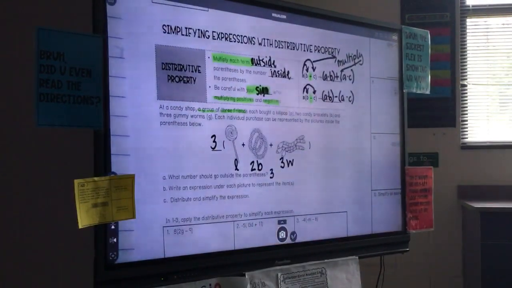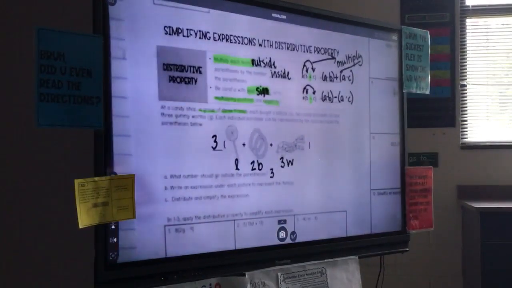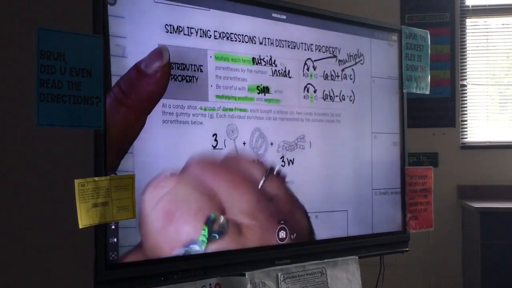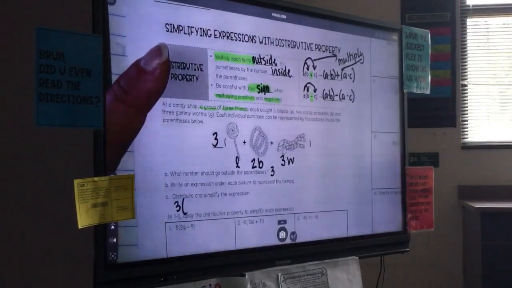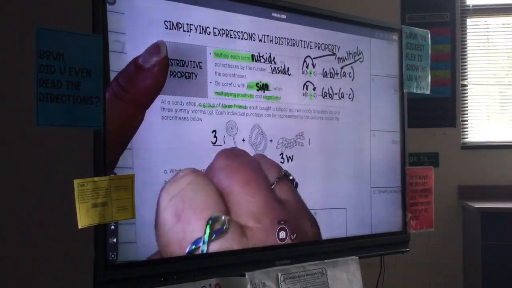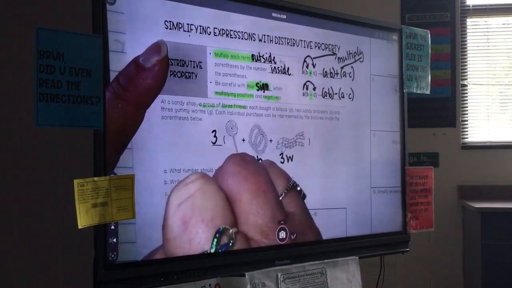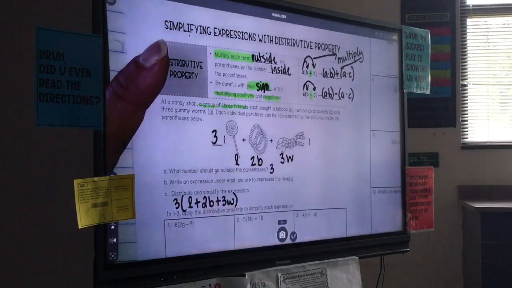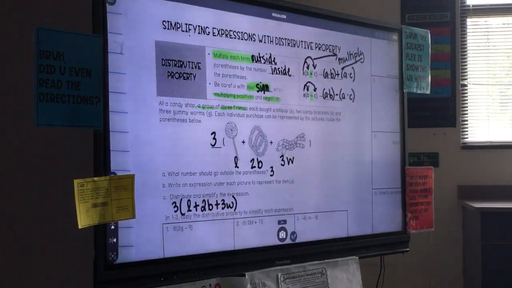So we're going to write our expression first. What number goes on the outside of our parentheses? Raise your hand. Nevaeh. 3. Then we put inside the parentheses L plus 2B plus 3W. Does everybody understand why? Is there anybody who doesn't understand?